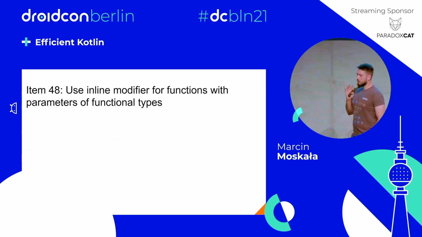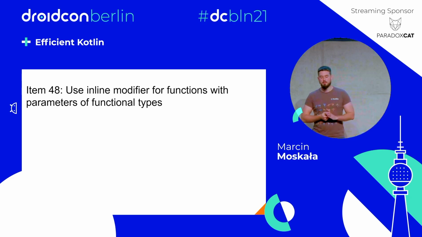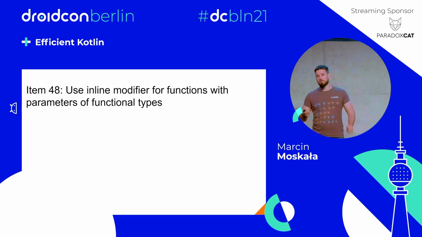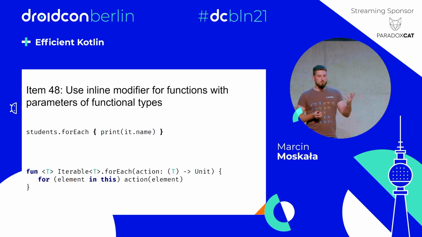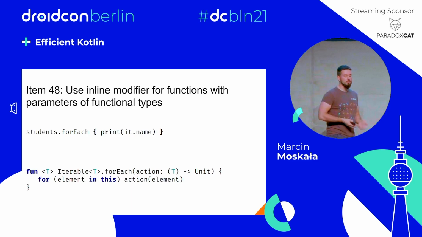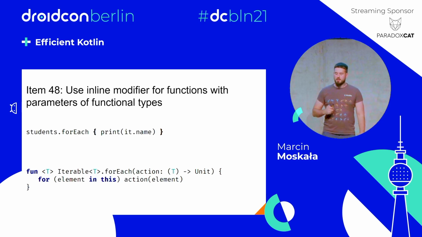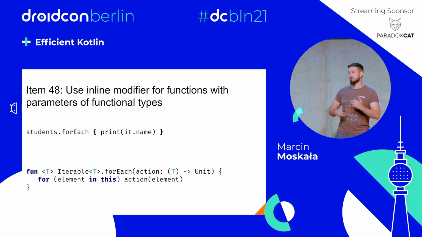Another common problem, another thing that I would like you to know about is that we can optimize many functions with the inline modifier. So why do we need such an optimization? Imagine that you have a forEach function with a lambda expression that is called many times, for each student. So the thing is that calling a function is some kind of a boundary. It's a very, very cheap boundary, but it's still a boundary.